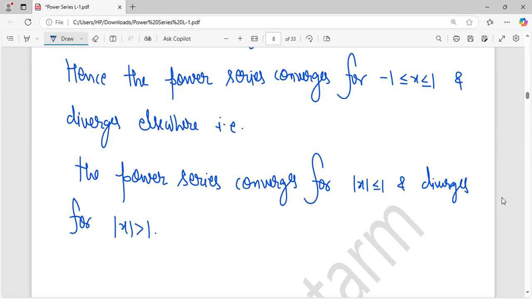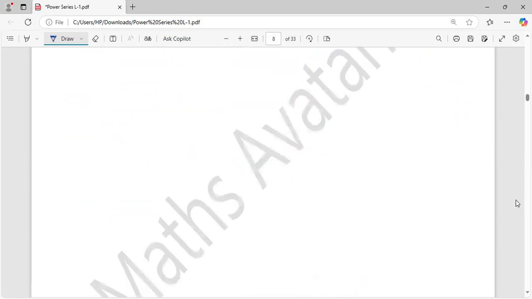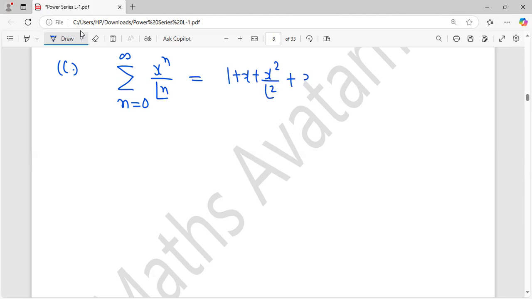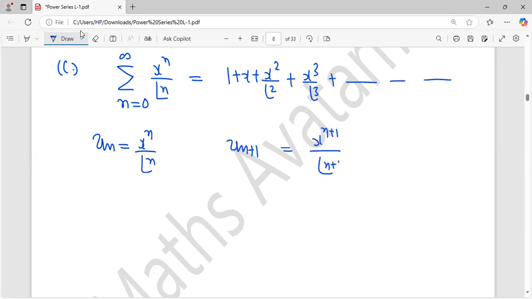Okay. Now example number 1, third part C we are going to solve. C, summation n goes from 0 to infinity x to the power n upon factorial n. So 1 plus x plus x square upon factorial 2, x cube upon factorial 3, and it is going ahead. So un is equal to this, and what is un plus 1? This is x to the power n plus 1 upon factorial n plus 1. So what is the ratio un plus 1 upon un?